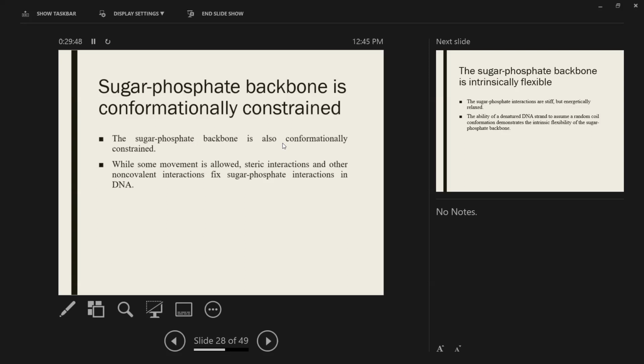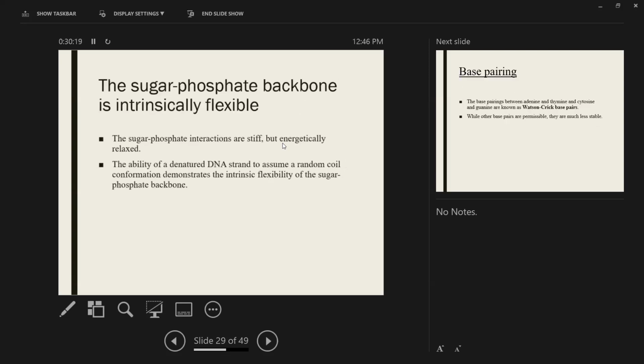The sugar phosphate backbone is pretty constrained. You get some movement, but it's pretty small. It has a lot of intrinsic flexibility. That means the molecule can bend. And the sugar phosphate, because of its charge, will play a role in non-specific interactions between things like histones and stuff like that.